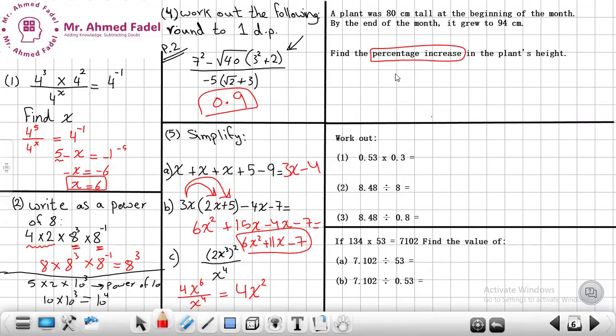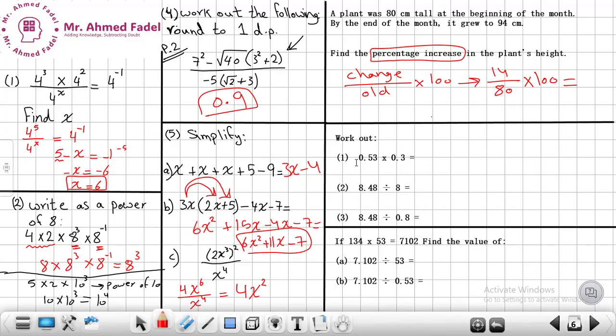What do I do, mister? You're supposed to find the difference, the absolute change. The change over old times 100. What is the change that happened? The difference between 80 and 94 is what? 14. I did 94 minus 80. That's the change that happened. 94 minus 80 is 14 over the old. Old was 80. Then you times by 100.